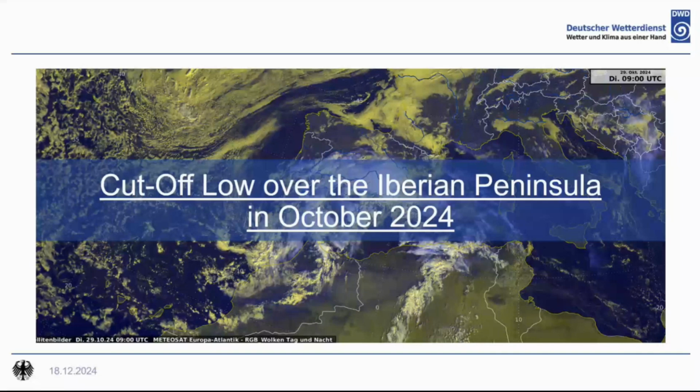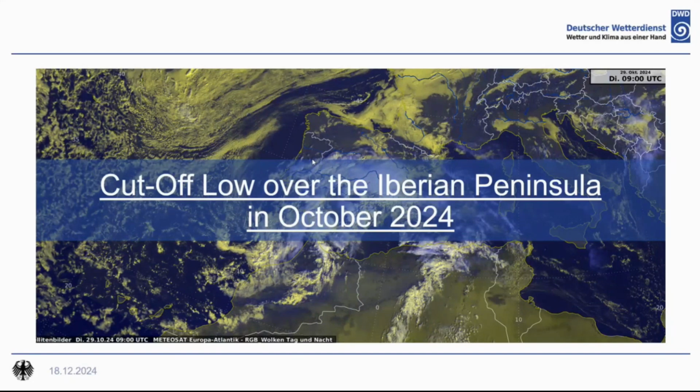Without further ado, let me begin by giving you a short overview of the structure of our presentation. We've split our presentation into 4 parts. First, we would like to start with definitions of the relevant terms that we're going to use. And then we would like to describe the different stages of the cutoff process based on this specific event in Spain, starting with the 24th of October and ending on the 2nd of November.